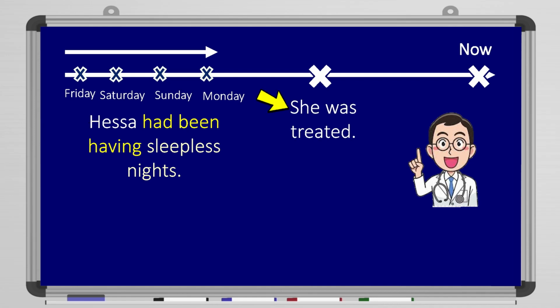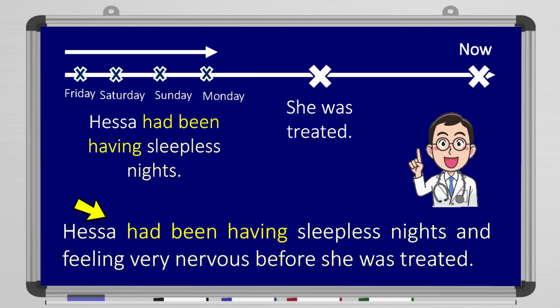Then, what did she do? She was treated. So both of these things took place when? They took place in the past. Now I'm going to be telling you about them using the past perfect continuous. So I'll say, Hassa had been having sleepless nights before she was treated. Easy. See how it works? Very, very easy. And now it's time to put what you learned into work by answering the following questions.